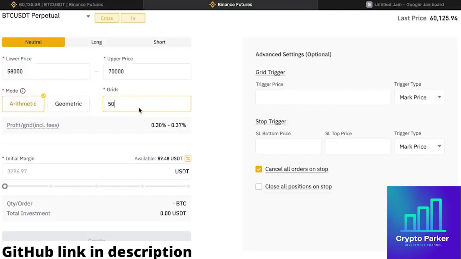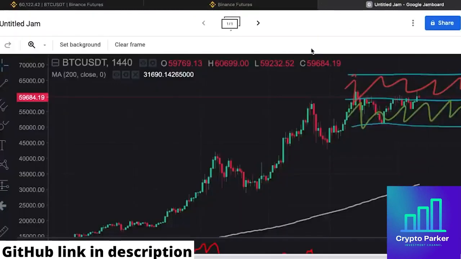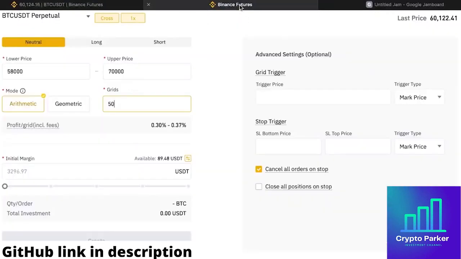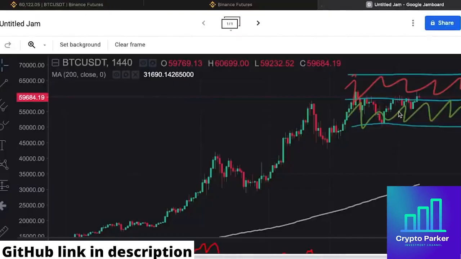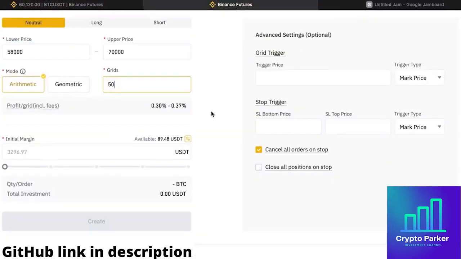Something to note is that you don't just trade one grid one time. If the price moves up and down and you complete a grid and then it carries on and moves down again, you'll be trading that same grid again. The bot will keep trading for you forever until you tell it to cancel. And if the price moves out of this range, like I said, it just won't trade for you.